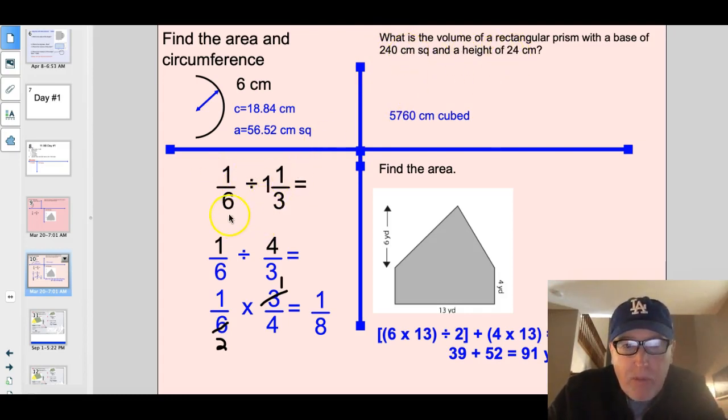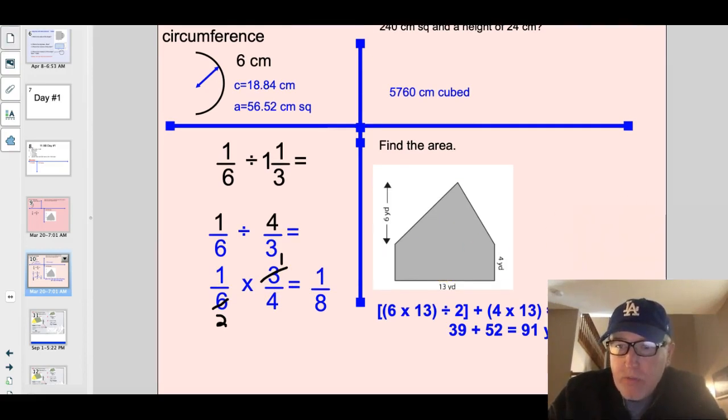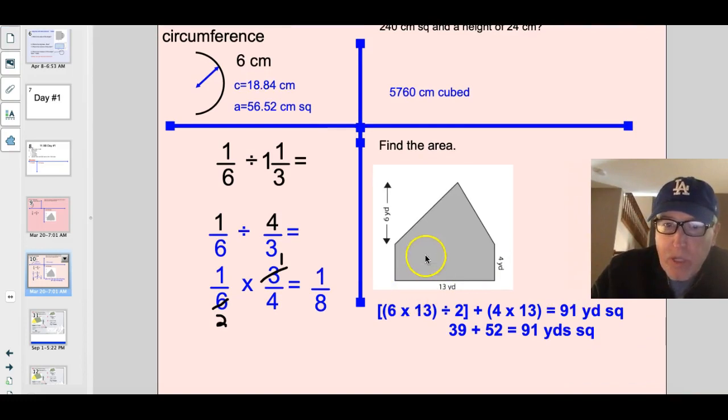A little division problem here. Let's do the old keep change flip. Well, first we'll make this guy here into an improper fraction. So we have 1/6 divided by 4/3, and we keep it. We change the sign and we flip it. A little cross reduction there. You end up with 1/8. Okay, and then this last problem, I'll just move myself out of the way here.